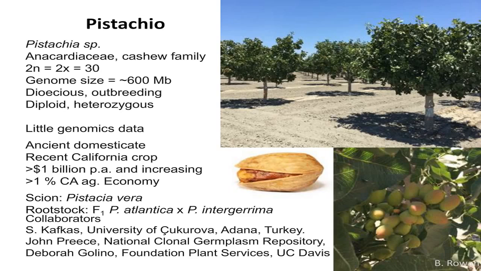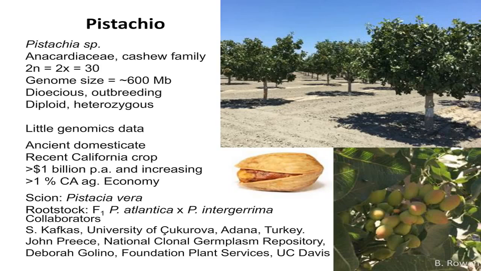Jumping a little bit, just to illustrate some very recent data on pistachio. None of you would claim that pistachio is in any shape or form a model plant species. It's got a genome size that's nice, only 600 megabases. However, it's dioecious, it's outbreeding, it's highly heterozygous, and really very little genomics data is known about it. It's actually an ancient domesticate from the Persian area, but it's a very recent California crop. It's now about $1 billion and increasing.